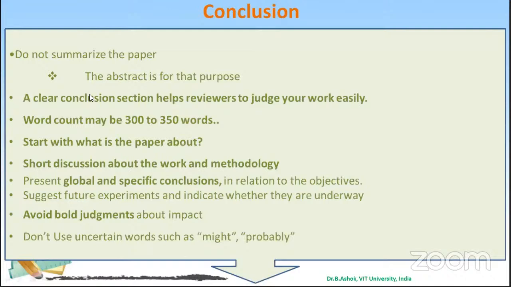And finally we come to the conclusion. Don't just summarize your paper, because there is an abstract for that. Write clear conclusions; it may be in bullet points or in a paragraph. Both are acceptable, but it is good to go with a paragraph. Sometimes bullet points are also sufficient. Keep it to about 300 to 350 words; a higher number of words is not useful.